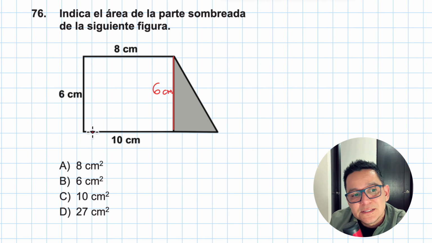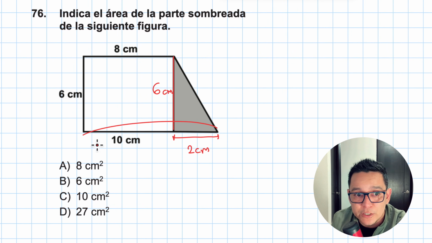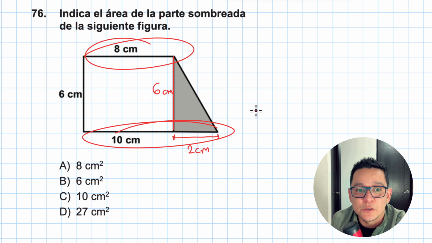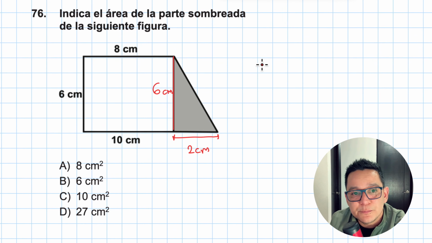Seeing that this is a rectangle, I insist, these two lines are parallel. So that means from here to here, how much is it? Well, 2 centimeters, right? Since all of this measures 10 while this one is 8. So the answer: the area of the shaded region, let me put it here.